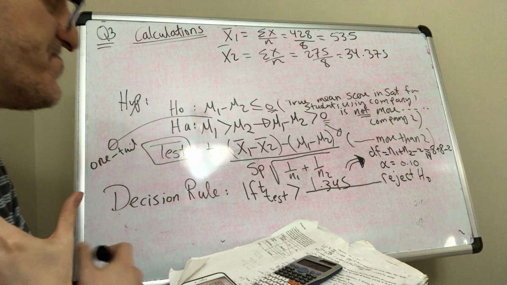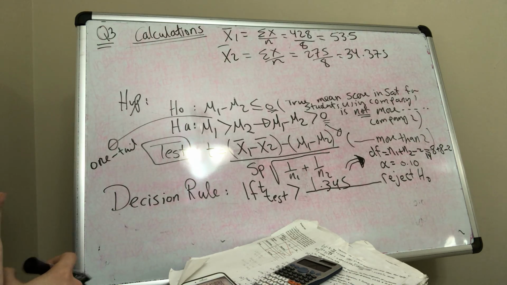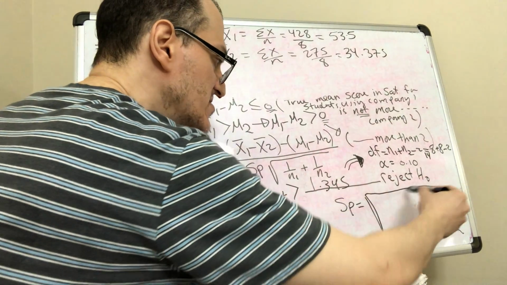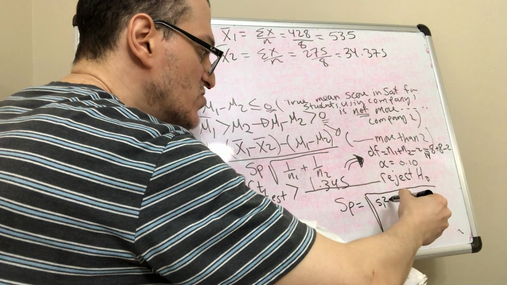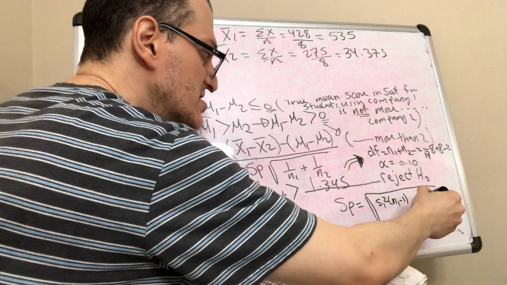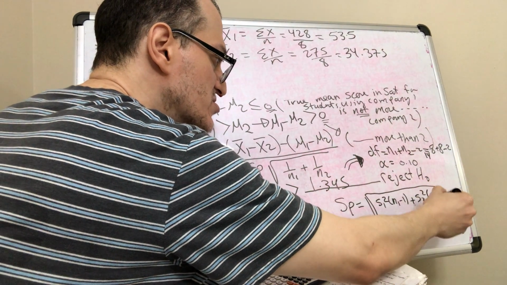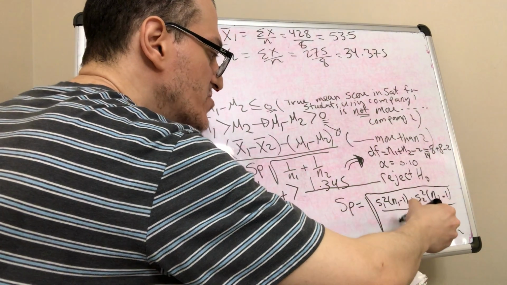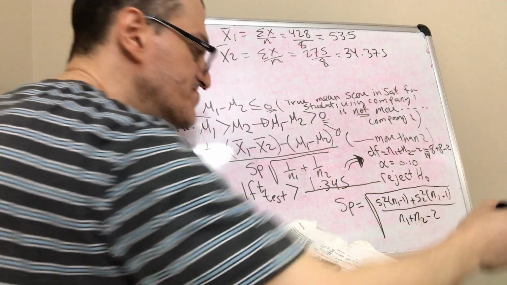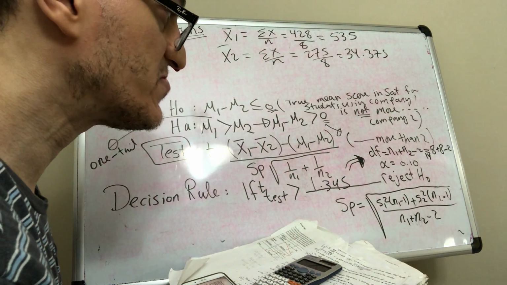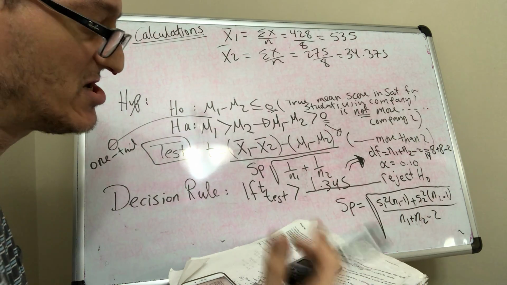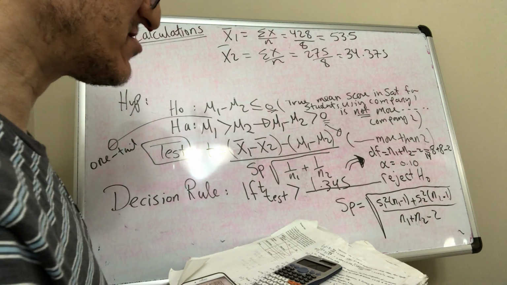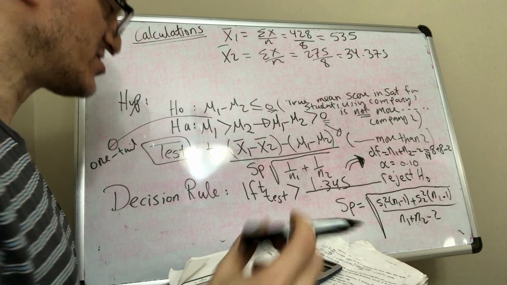We need SP. If you look at the formula, there is a formula for SP, and it's the square root of standard deviation 1 squared times n1 minus 1, plus standard deviation 2 squared times n2 minus 1, over n1 plus n2 minus 2. This is the formula we use to find the pooled standard deviation, or SP. But standard deviation 1 we don't have, standard deviation 2 we don't have, but we have the information.